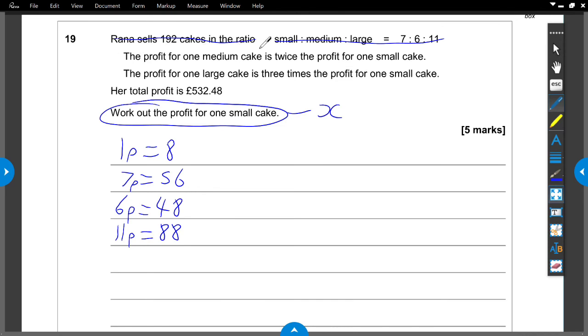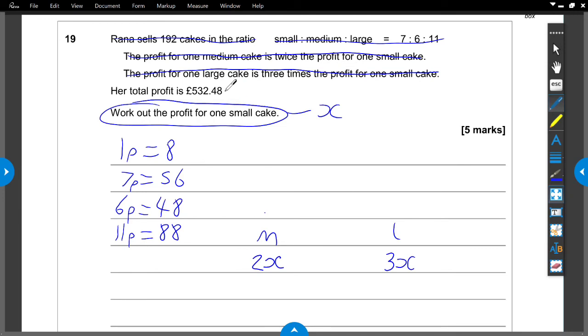The profit from one medium cake is twice the profit of a small cake. So if x is the profit for a small cake, then 2x, that must be the profit for a medium cake. We've used that information. Profit for one large cake is 3 times the profit for a small cake. So large must be 3x. We've used that information. Work out the total profit of one small cake.